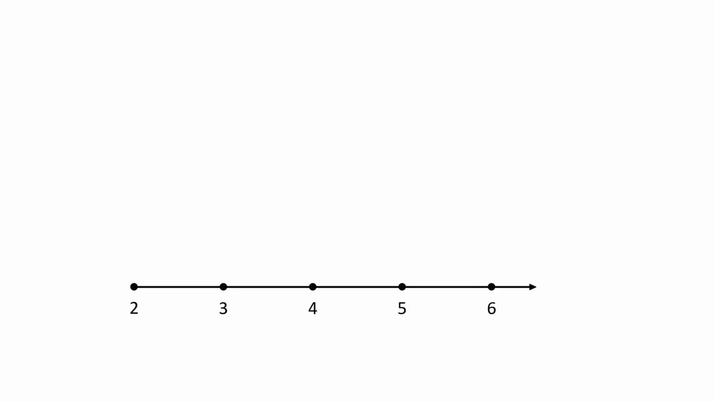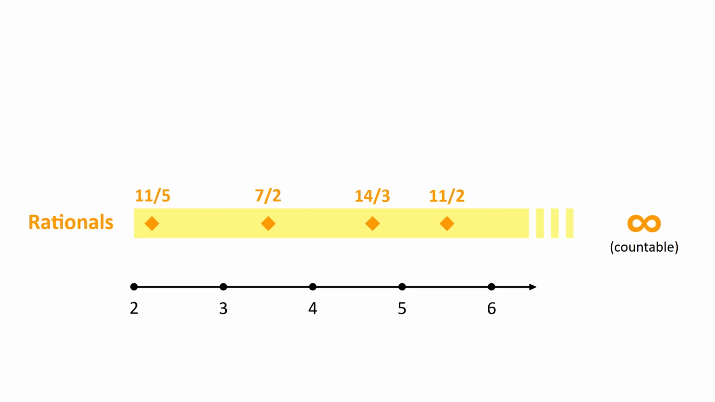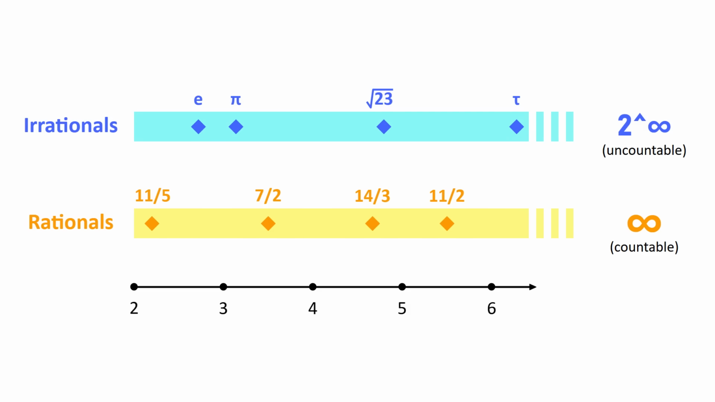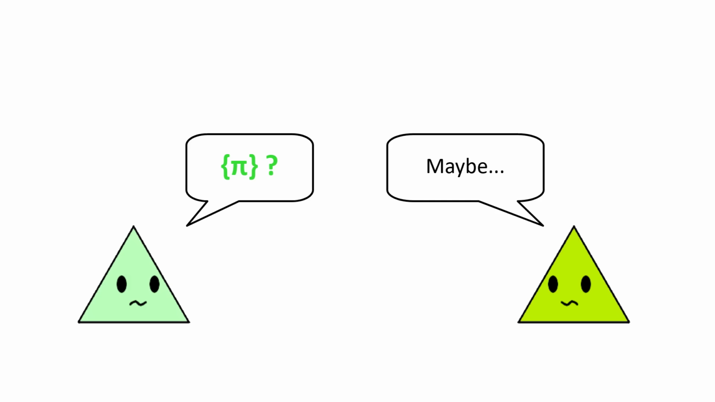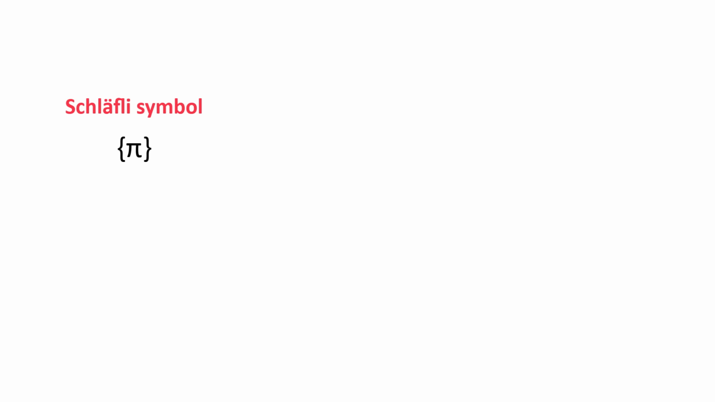A continuous range is not only filled with infinitely many rational numbers, but even more irrational ones. So that raises the question, can we have an irrational Schläfli symbol? The answer is maybe. Let's start with the most famous irrational number, pi. It obviously won't give us a shape with 3.14 sides, but what will it give us? Well, using the angle formula, we get about 65.408 degrees.